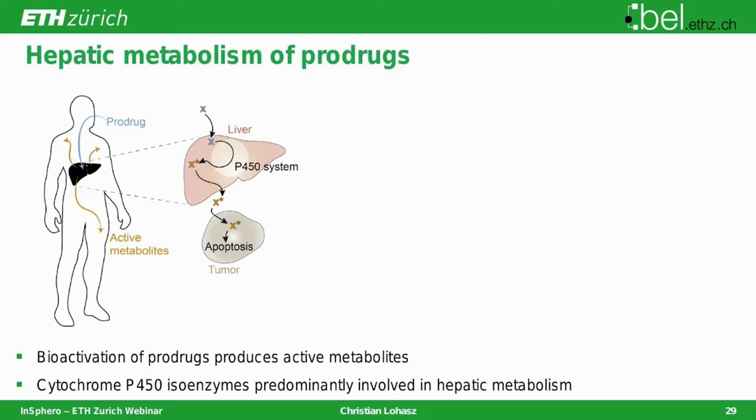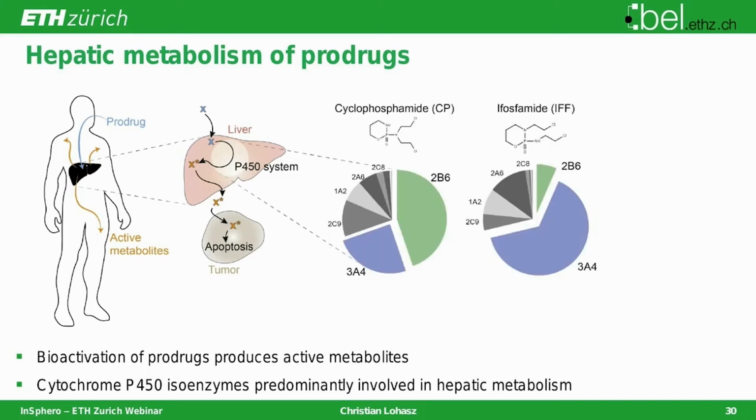For our experiments, we chose two different prodrugs, cyclophosphamide and ifosfamide. Both of them belong to the same family of anti-cancer medication, and as you can see from the chemical structure, they are very similar. The small differences, however, make them to be metabolized by different CYP isoforms. While cyclophosphamide is mainly metabolized by the CYP isoform 2B6 and to a lower extent by CYP3A4, ifosfamide mainly relies on the bioactivation by the CYP isoform 3A4.